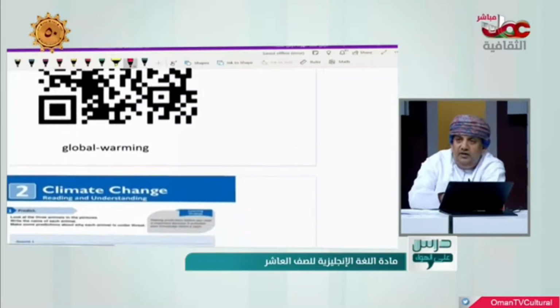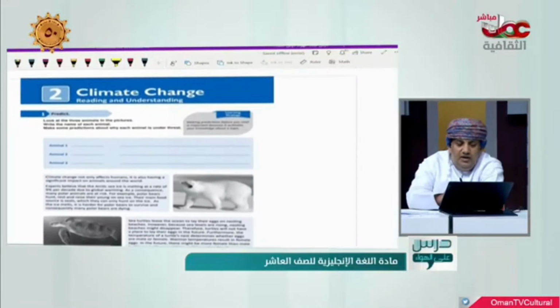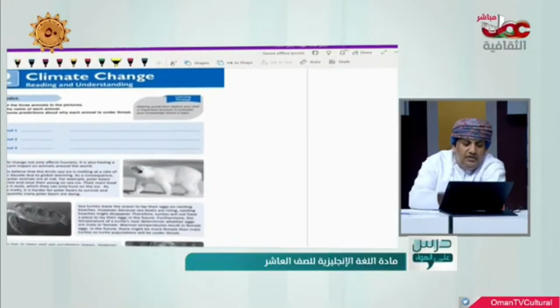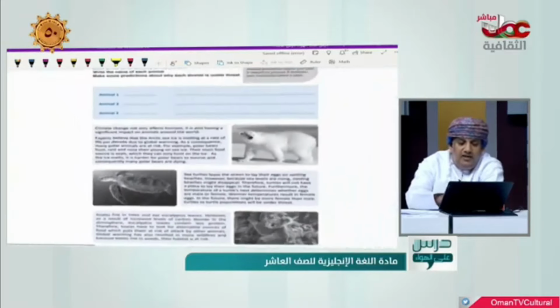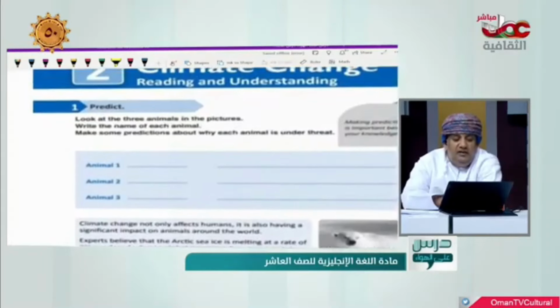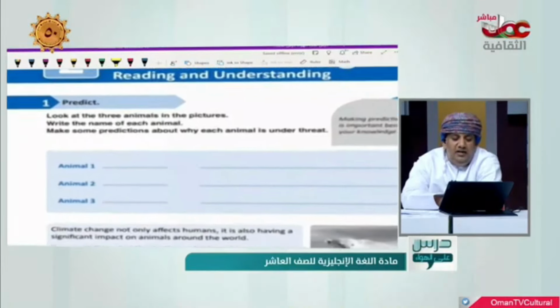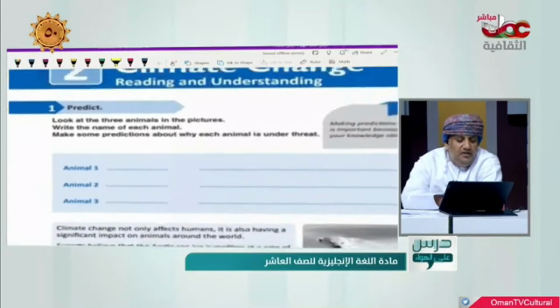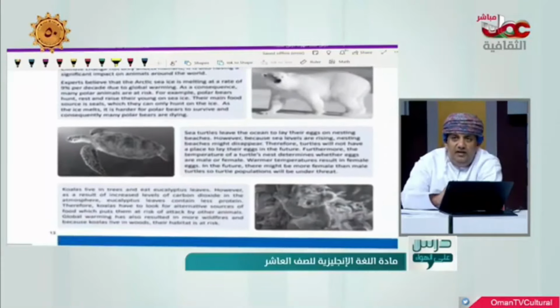Now we have finished our class book. Now let's go to the skills book. Now I want you to go to the skills book, page number 12. Now, as you can see here, let's read the question here. Look at the three animals in the pictures. Write the names of each animal. Make a prediction about why each animal is under threat. So as you can see here, we have got three animals and three paragraphs.